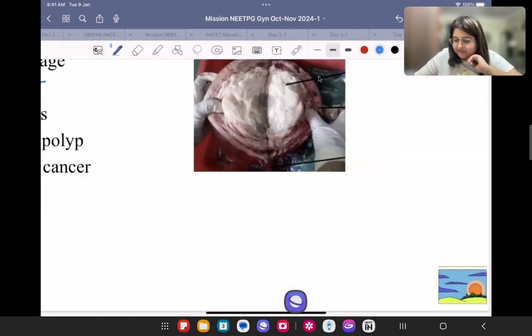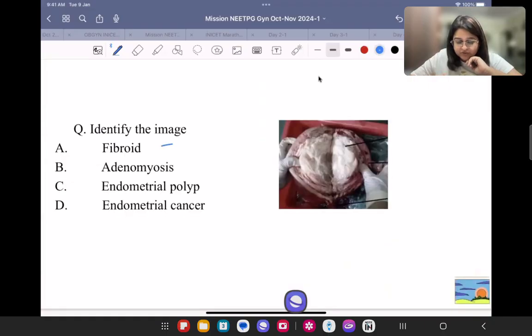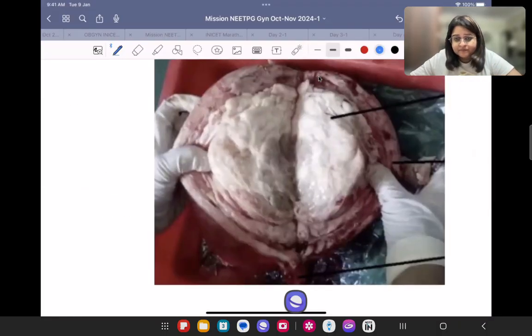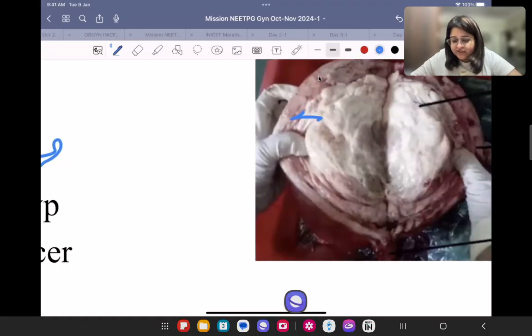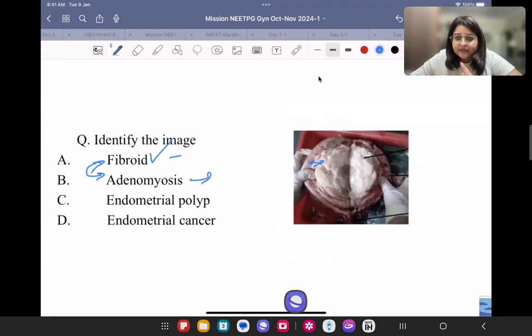Identify the image. This is this year's NEET PG evening session. So what is this? There was a lot of confusion between fibroids and adenomyosis, but what do you think this is? This is very similar to the picture I just showed. This is a fibroid. It has nice white lesion inside. So it is a fibroid. How will it be adenomyosis? Adenomyosis is going to be a generalized enlargement of the uterus. You won't see this change in color. If it is adenomyosis, the whole uterus will be enlarged. It will be pink in color. Okay, so this is a fibroid.